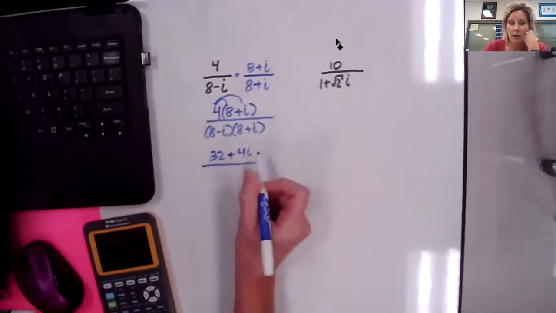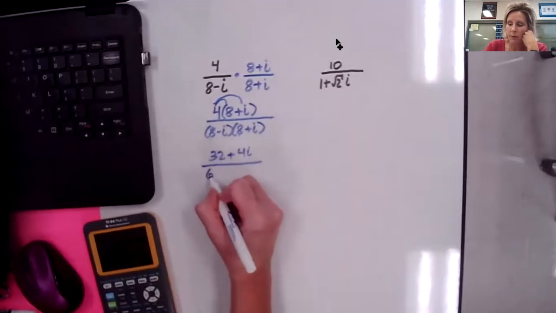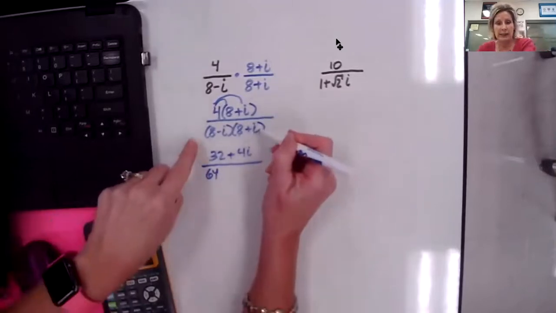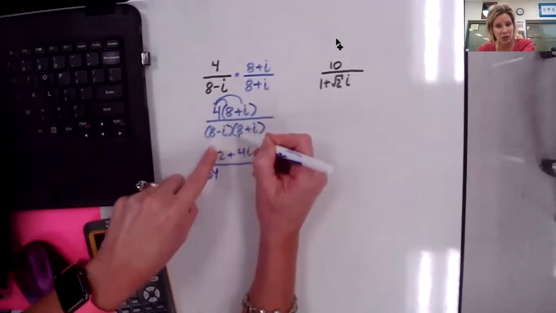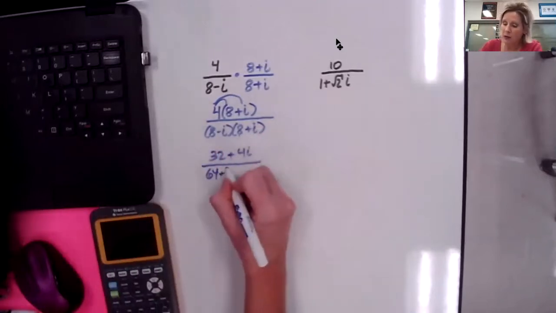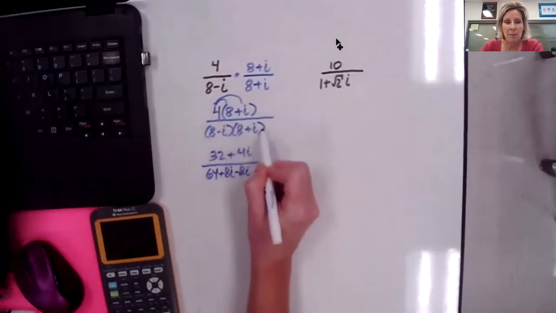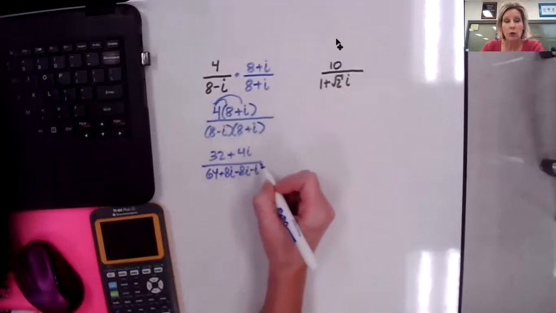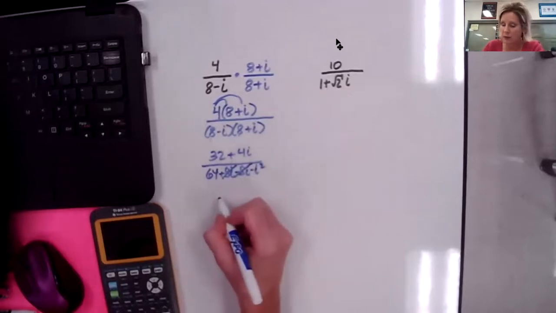On the bottom, it's a FOIL problem. Well, first is 64. Outer is plus 8i. Inner is minus 8i, and those should cancel each other. I can write that down, and you can always double check it. And then last is minus i squared. So if you're doing it right, the plus and minus i parts on the bottom should cancel out.